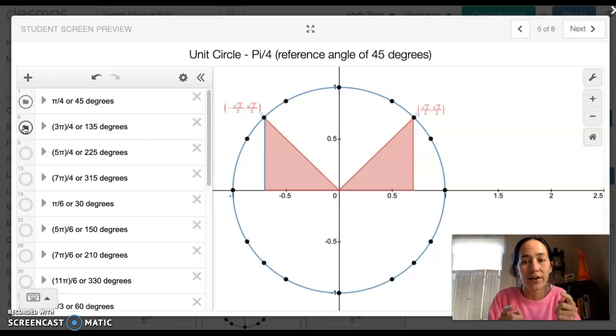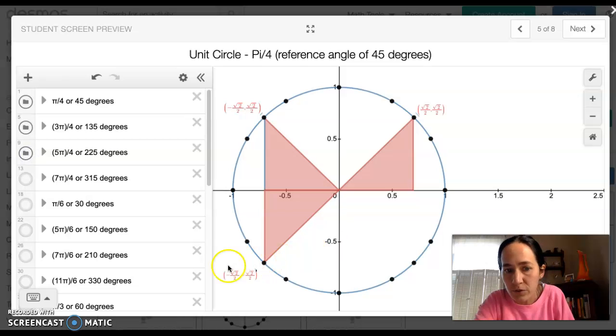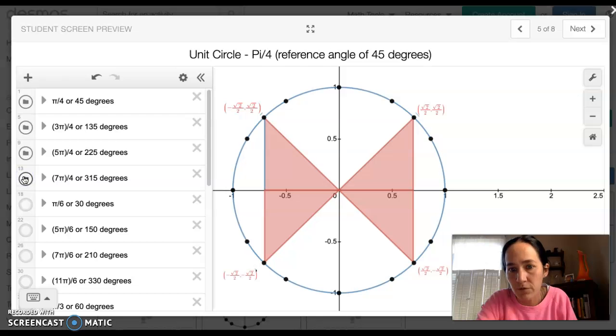You construct a triangle of the exact same size, the exact same dimensions, but look, if we're talking sines here, well, the x-coordinate needs to be negative because you're in quadrant 2, whereas the y-coordinate stays positive. So check out 5 pi over 4, same size triangle, but you see both coordinates becoming negative, and then 7 pi over 4, something very similar.